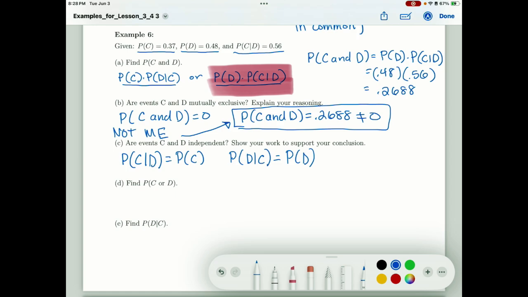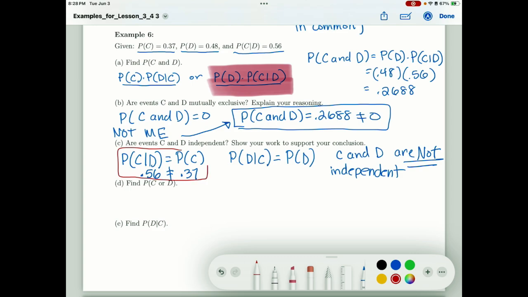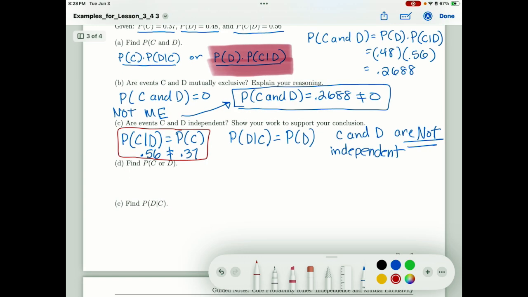When I look up here at the given information, we're given that the probability of C given D is 0.56, and the probability of C is 0.37. Those are not equivalent. So we would say C and D are not independent. And it's because these are not equivalent.